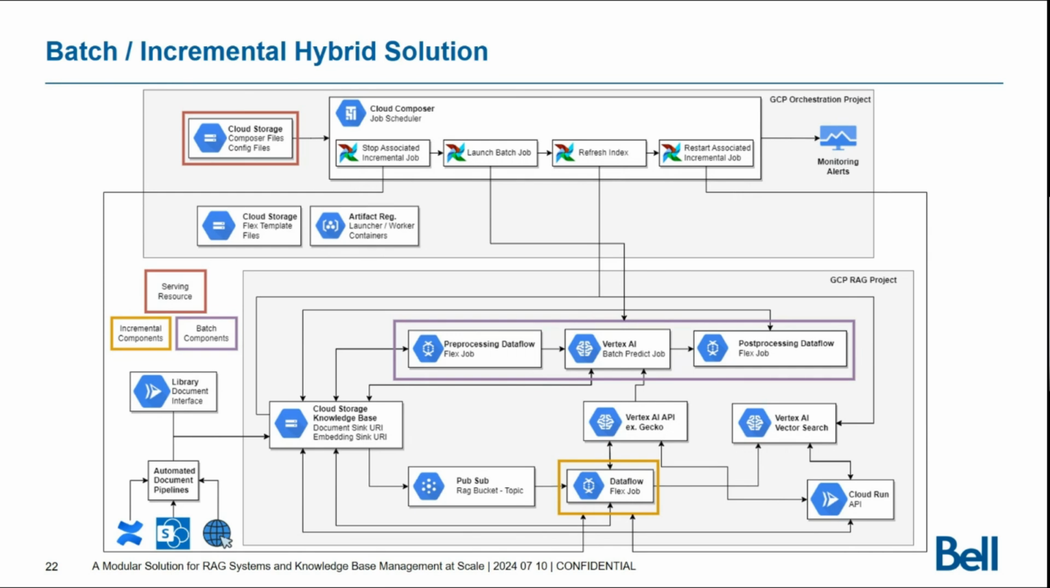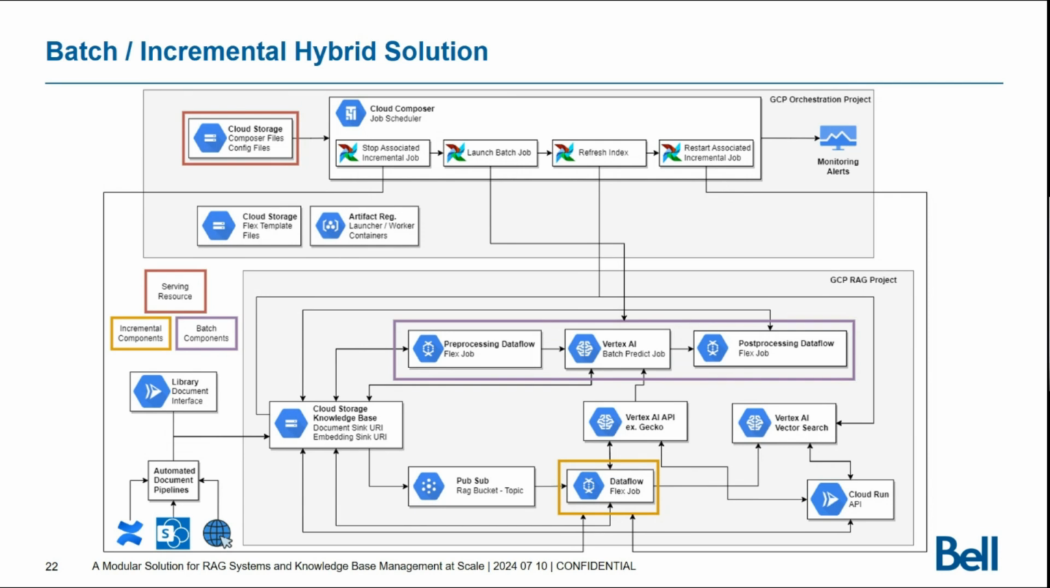So the workflow would be: the data pipeline's triggered, the orchestration will drain your incremental pipeline, stop acknowledging and accepting messages from your PubSub topic, stop the incremental Dataflow job, launch the batch pipeline, which will process the entire knowledge base, complete the vector DB and knowledge base sync, and restart the incremental pipeline. Any changes which were made during the batch pipeline run to the knowledge base will leave unacknowledged messages in the PubSub topic. And when the incremental pipeline restarts, it will consume those messages to reflect the most recent changes.